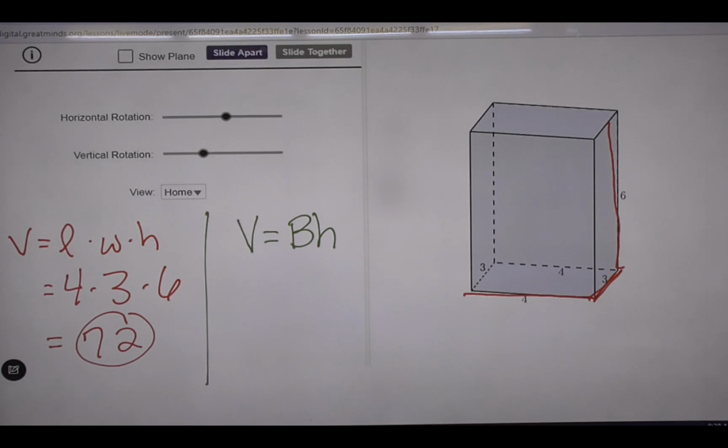Oh, V equals base times height. This is the one that we're going to be using today.